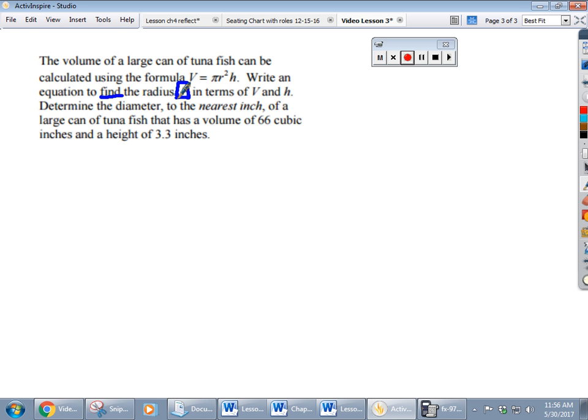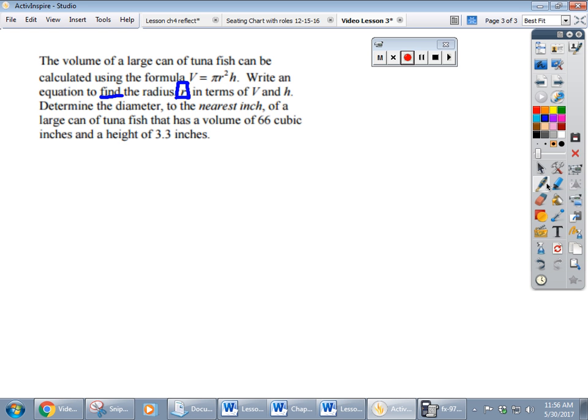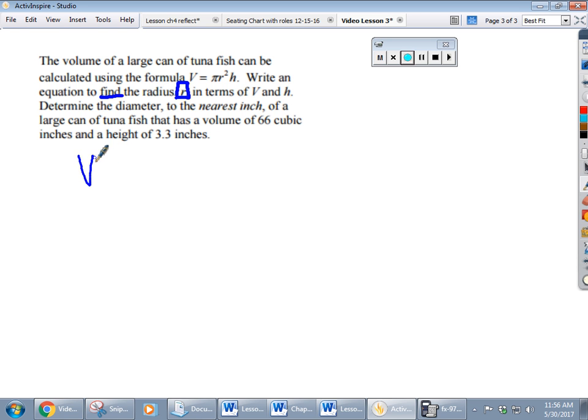Remember that when we are asked to find a letter, our goal is to get that letter by itself. And currently, in our formula, V is by itself. So we're going to have to do some rearranging. The first thing I'm going to note is that pi and h are being multiplied to our r. And I'm going to take care of that first by doing the opposite. The opposite of multiplication is division.